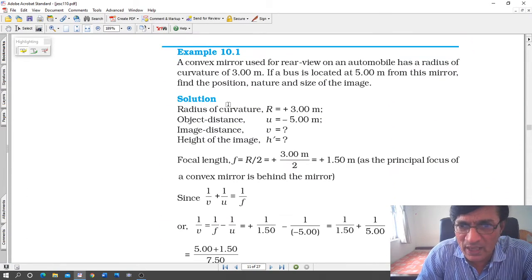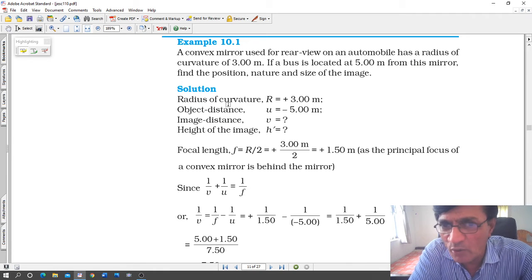Now look at example 10.1. A convex mirror used for a rear view mirror on an automobile has a radius of curvature of 3 meters. If the radius of curvature is 3 meters, focal length will be half of 3, that is 1.5 meters. If a bus is located at 5 meters from this mirror, find the position, nature and size of the image. So object distance u is 5 meters, and object distance, whatever the mirror is, will always be negative. So u is minus 5 meters.